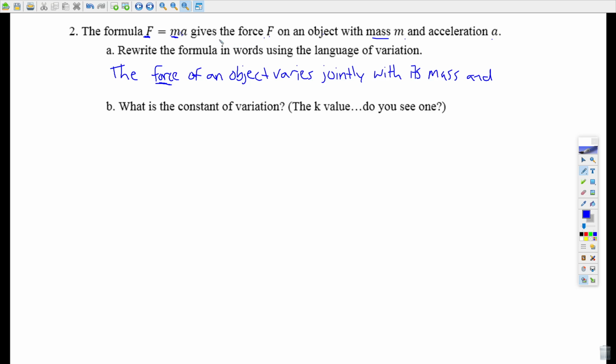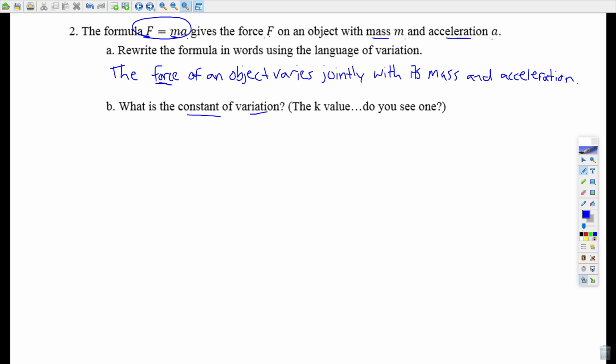And what else is there? A, which stands for acceleration. There we go. So that would be the sentence that you would use to get this formula. The force of an object varies jointly with its mass and acceleration. We don't see a K here. That actually leads us into part B. What is the constant of variation?